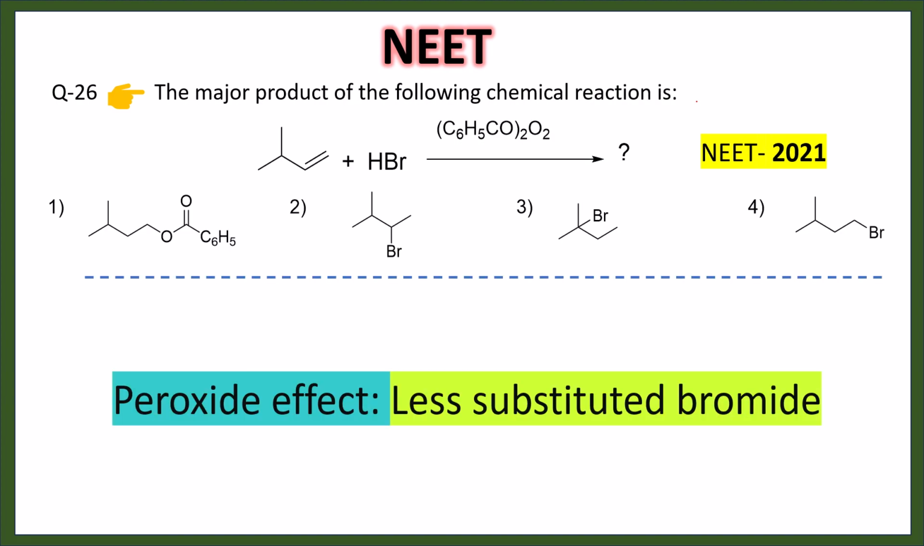Now question number 26. The major product of the following chemical reaction, HBr addition in the presence of peroxide. So the terminal unsymmetrical alkene gives the terminal alkyl bromide. So here the correct option is this one.